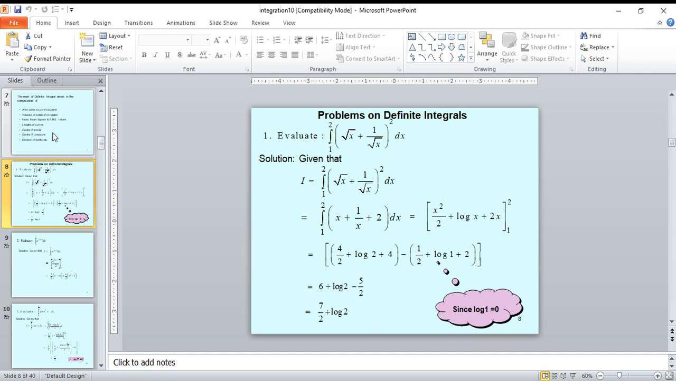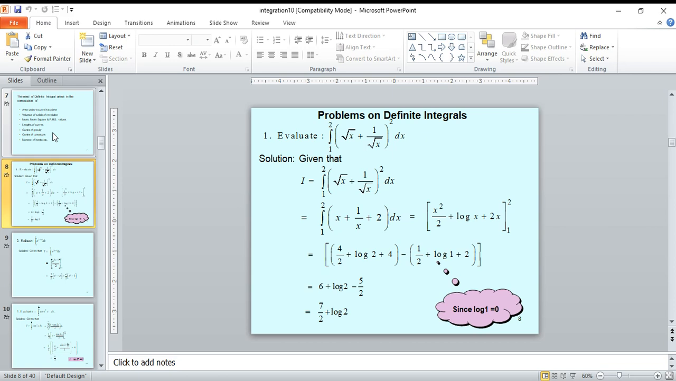Apply integration on this. Integration of x dx is x square by 2. Integration of 1 by x dx is log x. Integration of 2 is a constant, 2 into integration of 1 dx, which is x. So the interval is 1 to 2.